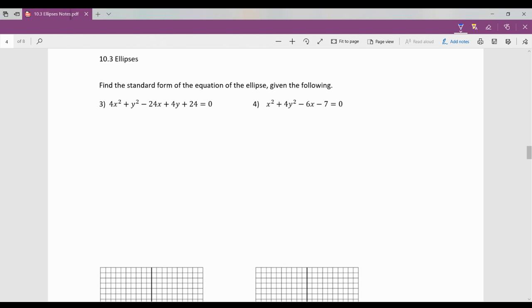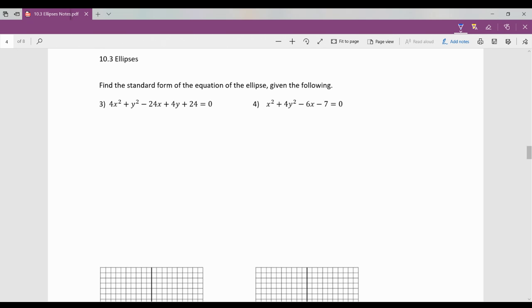Okay, so for the second part, we want to find the standard form of the equation of the ellipse. That's where we're able to easily identify what the center is, and what the major axis and minor axis lengths are. Right now, when you look at them, we can't determine that. So what we're going to do is complete the square, once again, just like we did for parabolas. However, there's a little catch in this.